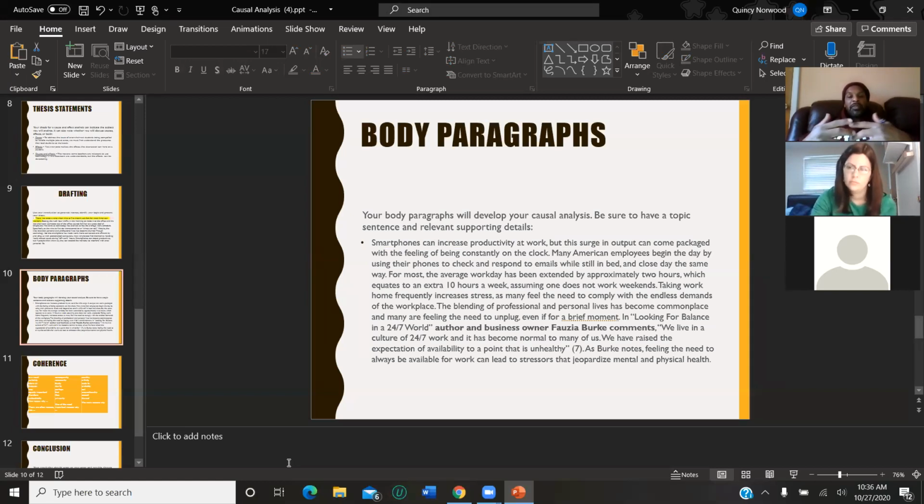And remember, just from a structural perspective, one idea per paragraph. Don't try to jam all of your ideas into the same paragraph, or don't even try to discuss multiple ideas or multiple effects or causes in the same paragraph. Give your ideas the space that they require.